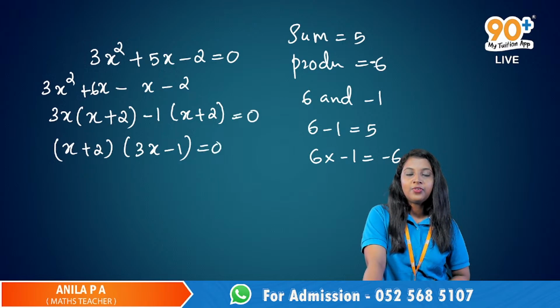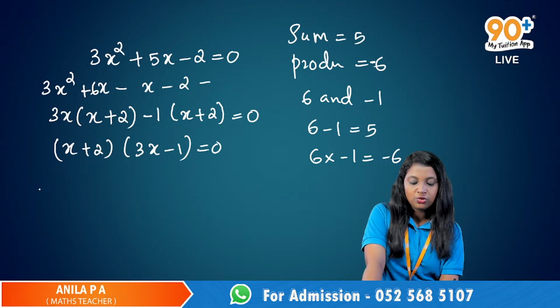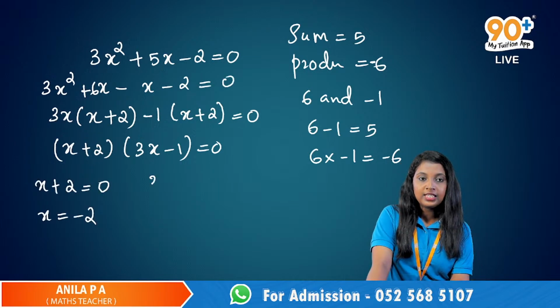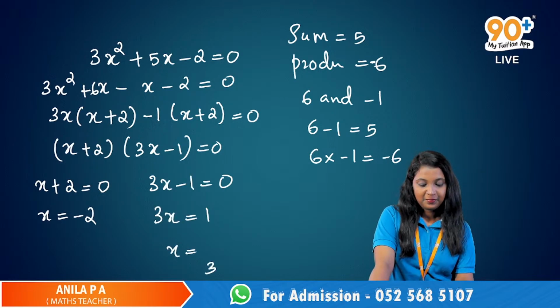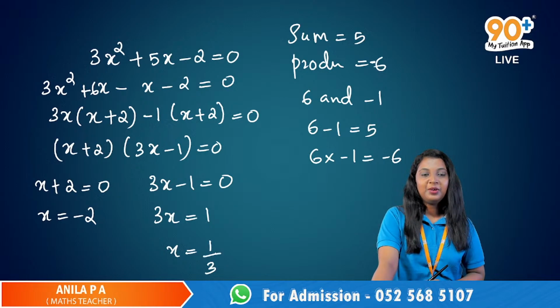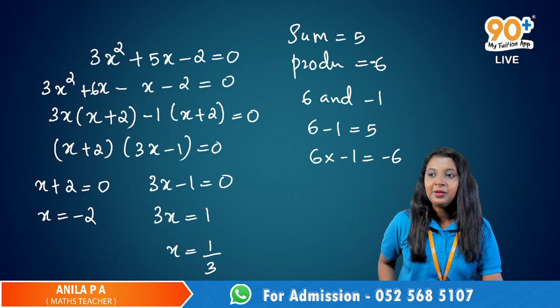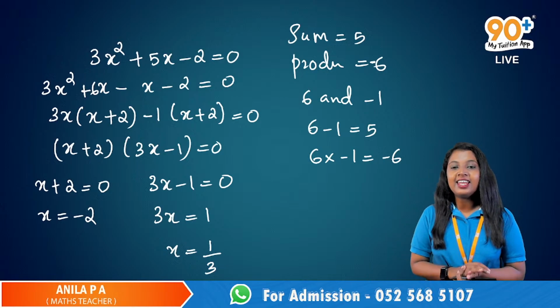We can equate each factor to 0. So x plus 2 equal to 0 implies x equal to negative 2 is a zero. That is already given. What about the other one? 3x minus 1 equal to 0 implies 3x equal to 1 and x equal to 1 by 3. I actually substituted with alpha and beta, that's why I got the wrong answer. You can equate each factor to 0, then you will get the answer. Okay, thank you. Any other doubts?